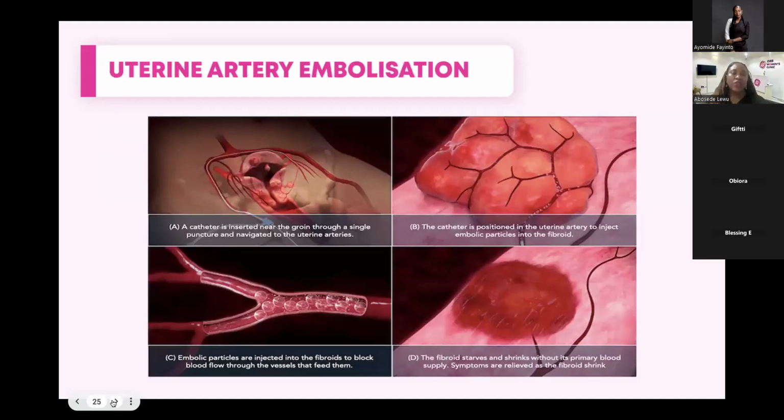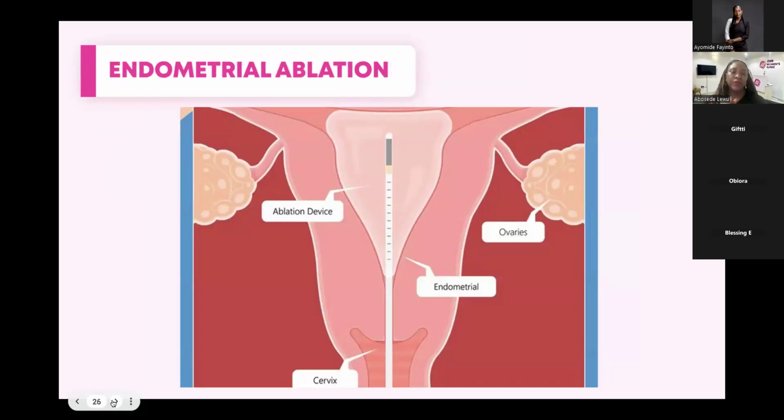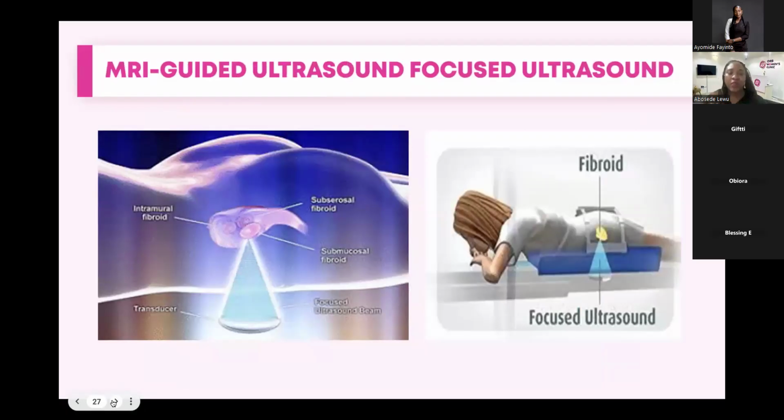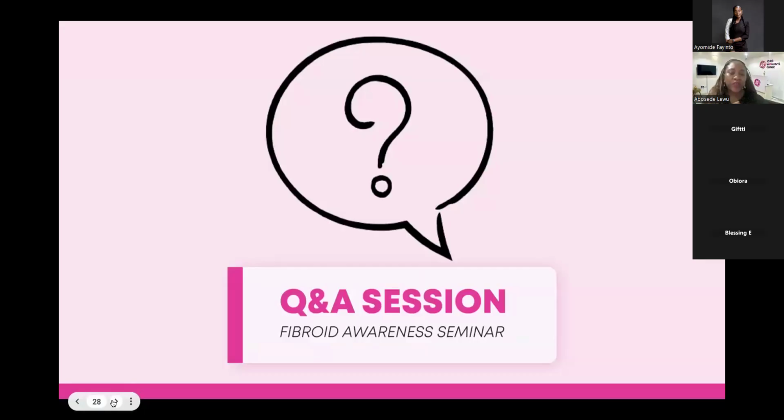Now, uterine artery embolization, this is just a picture of it, showing how we embolize the blood vessel going to the uterus. So when there's nothing to feed the fibroid, it shrinks up, but it's not for every woman. Now, this is endometrial ablation that we're talking about. And this is the MRI guided one as a method of taking care of uterine fibroids.